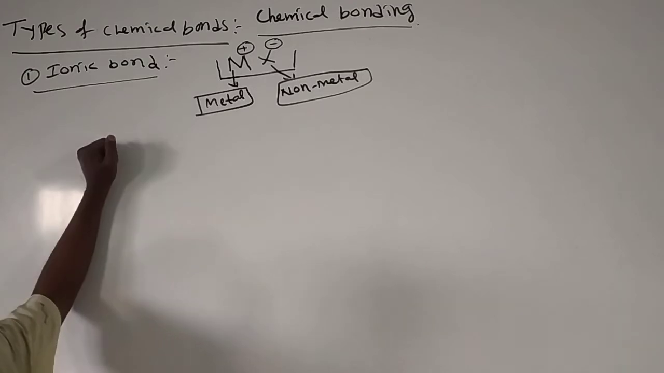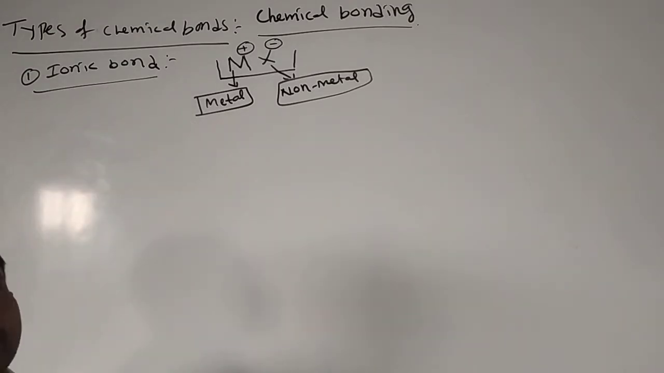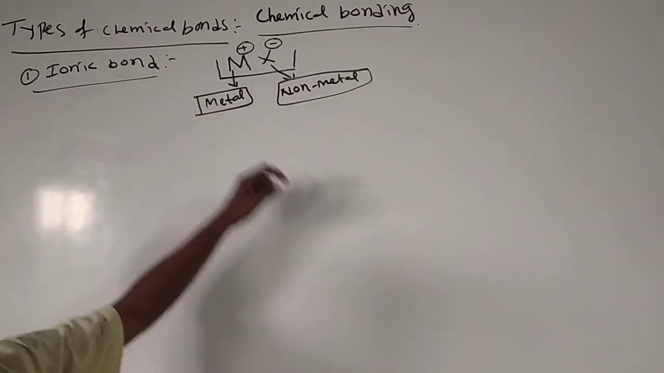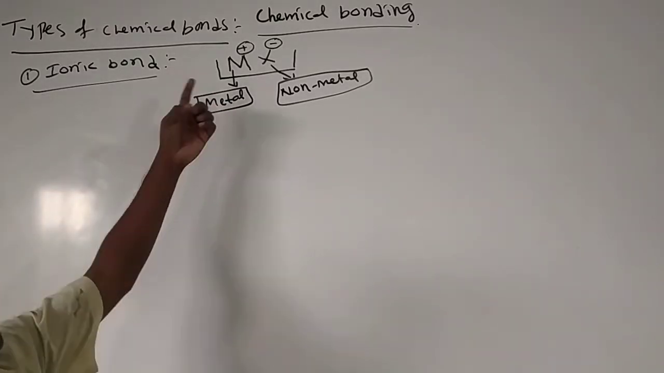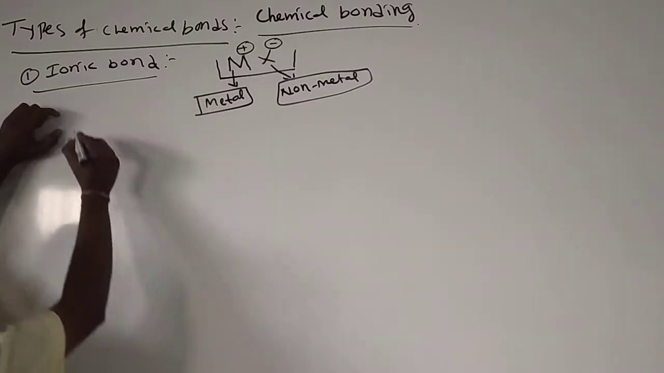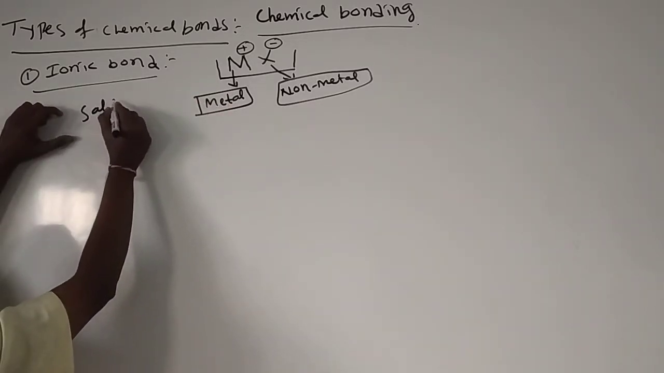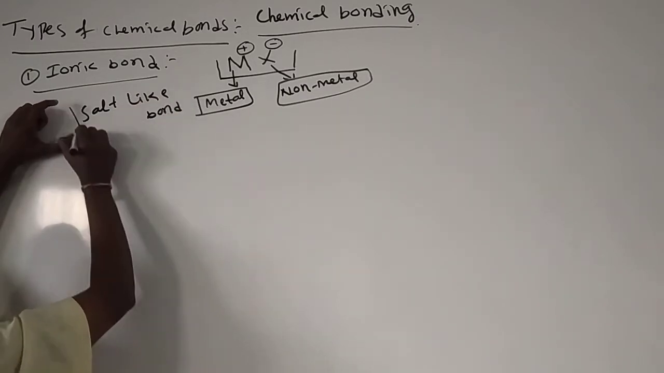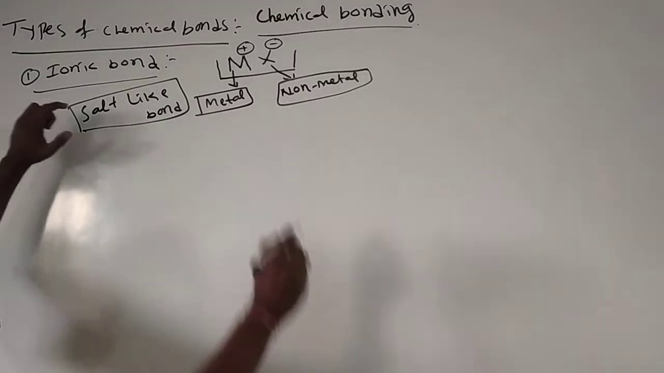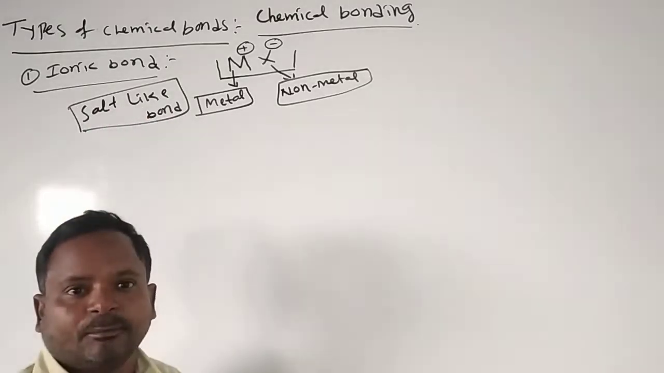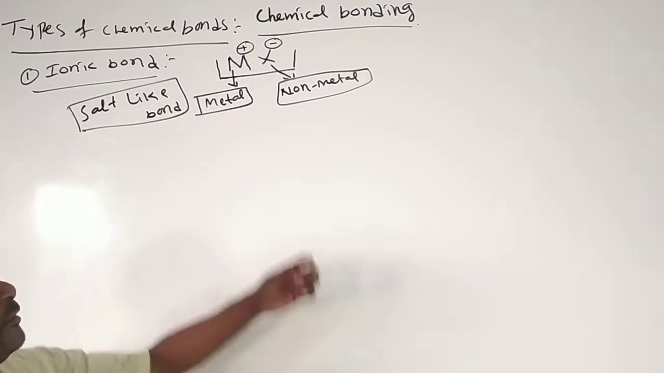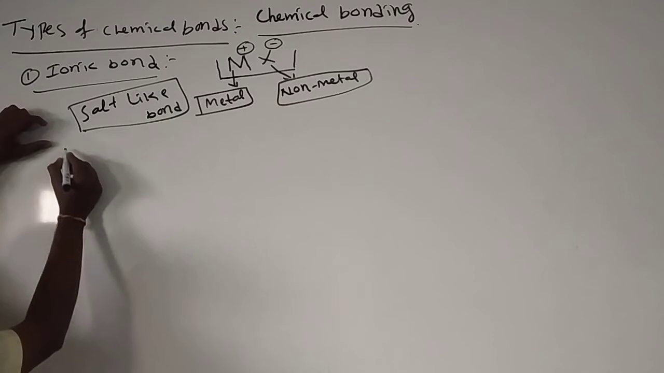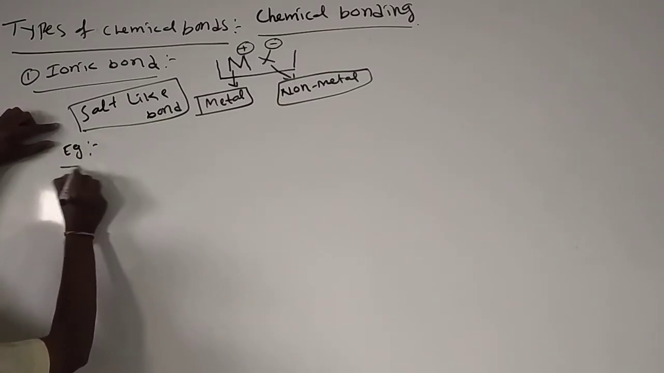So this is called a metal and non-metal bond. Many salts have this same ionic structure, so it is also called a salt-like bond, or salt bond. Metal and non-metal bond. See some important examples of ionic compounds.